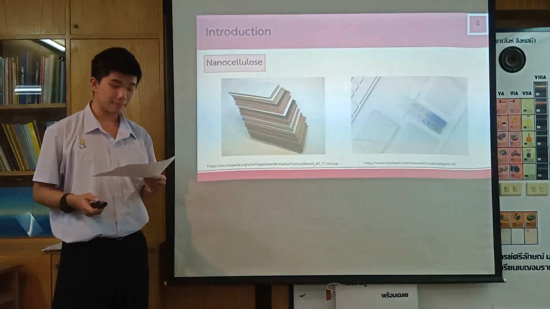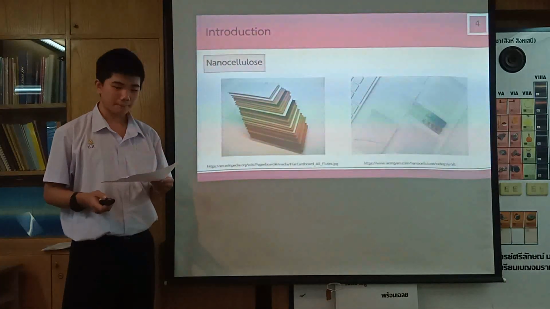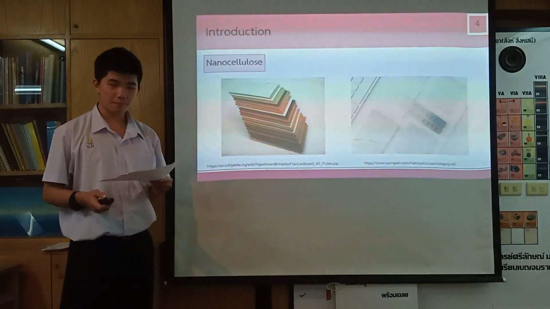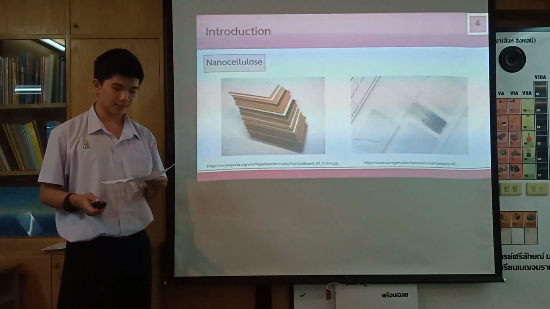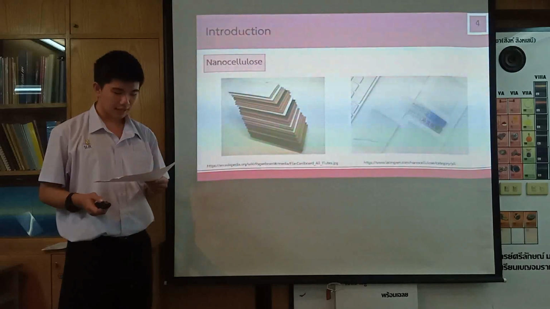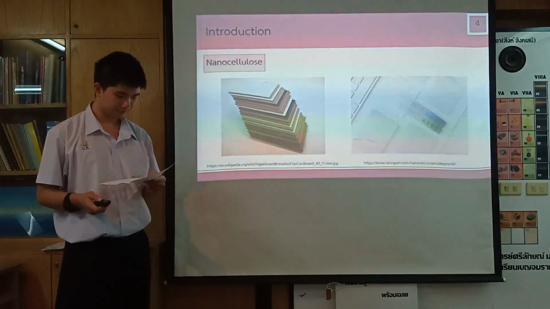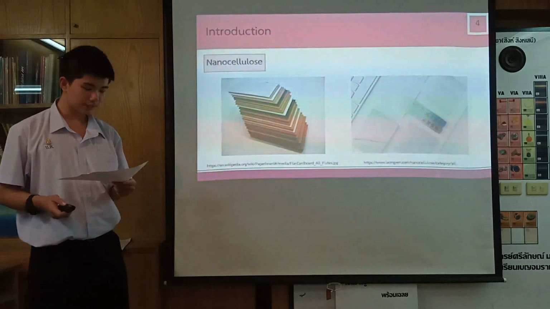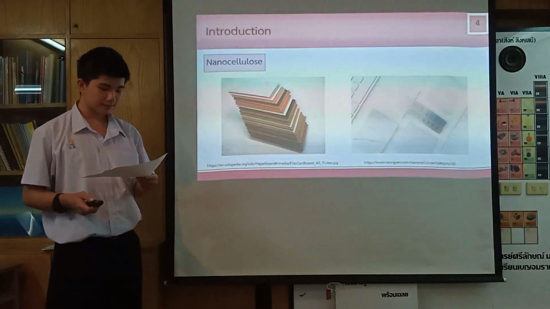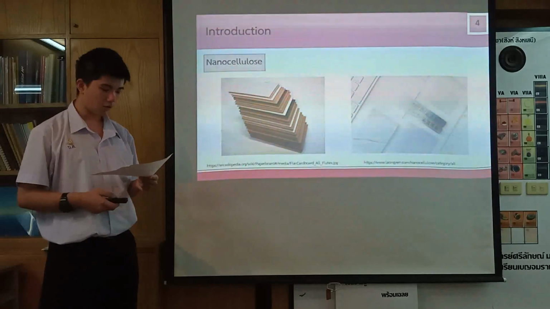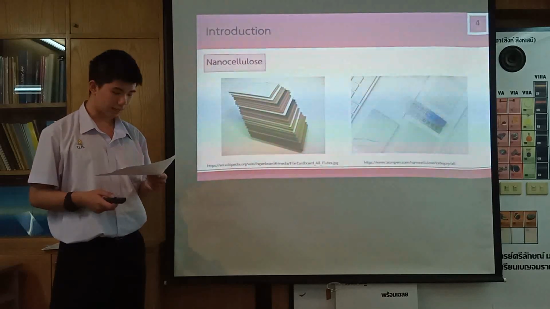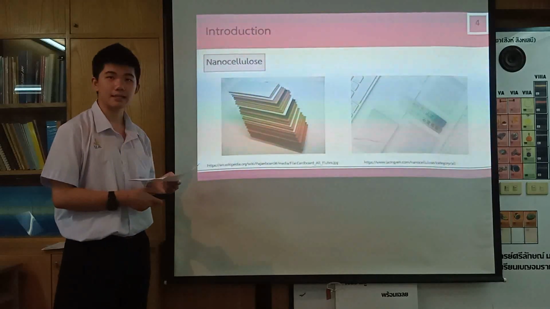Nanocellulose can be used to reinforce polymers, papers, and membranes. The properties of cellulose fibers are high modulus, high tensile strength, and good barrier properties. So, it's used as a raw material for the production of many products, such as cardboard or filters, including commercial products like spray nanocellulose.